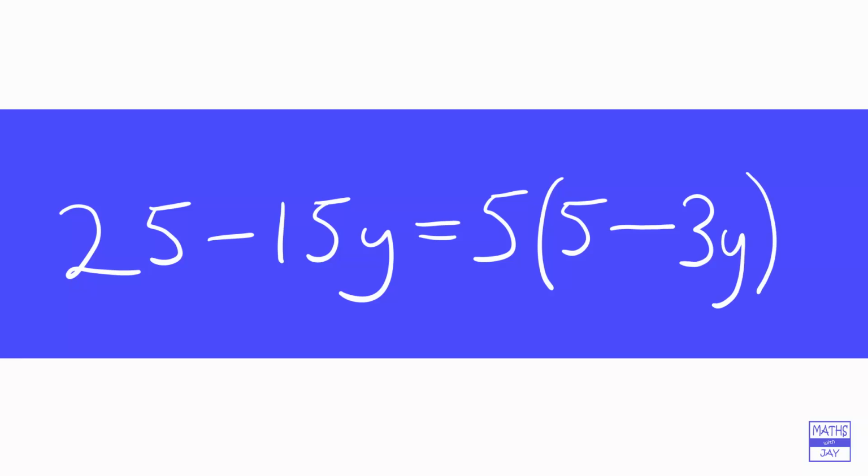So checking that one, 5 times 5 is 25. And 5 times negative 3y is negative 15y. Okay, next one.